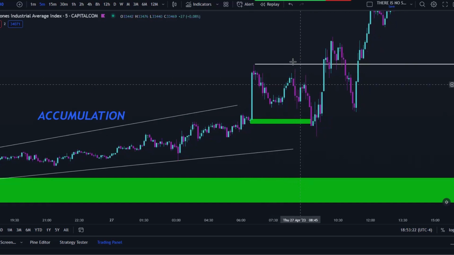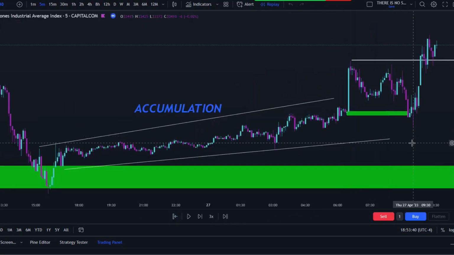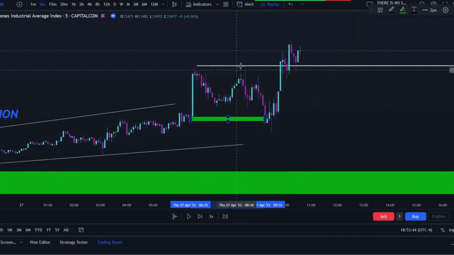So because price failed to keep up with structure, I'm expecting price to come down and take out some sell side liquidity. And I'm not going to take a buy until we break this high and we get a retest, guys. The main thing that we want to do is to learn how to wait for our trades. So here we have it. Just as we said, price comes down and it takes out some sell side liquidity.